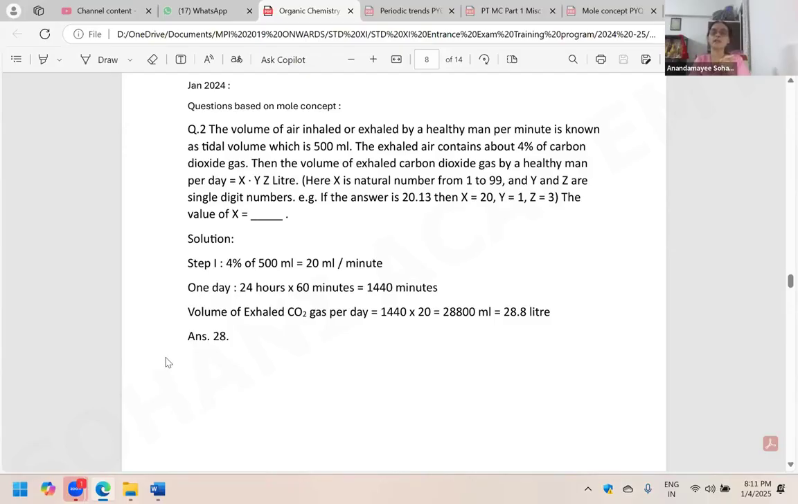Now, the exhaled air contains 4% carbon dioxide. Then the volume of exhaled carbon dioxide gas by healthy man per day. म्हणजे काय करायला लागेल आपल्याला की स्टेप 1 इज टोटल 500 ml जर हवा माणूस बाहेर सोडतोय तर त्याच्या 4% म्हणजे काय 20 ml. So in 1 minute a healthy person exhales 20 ml carbon dioxide. And so in 1 day, it has 24 hours and 60 minutes. So 1440 minutes. So in 1 day, a man exhales 28800 ml of carbon dioxide. That is 28.8 liter.